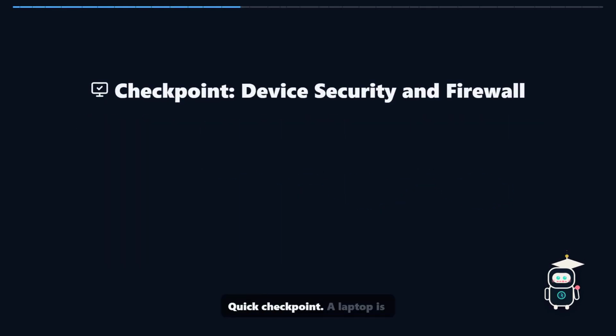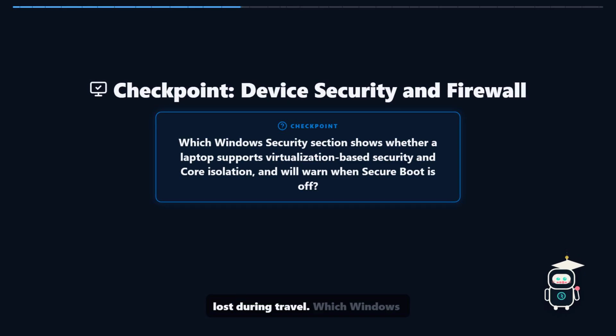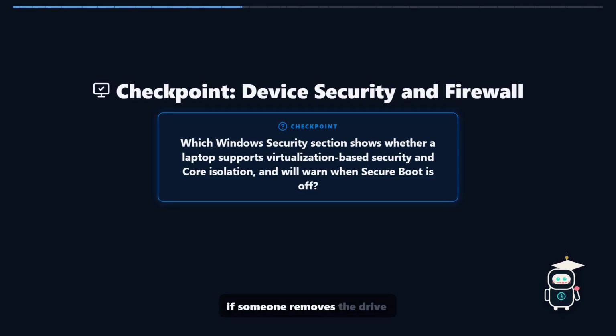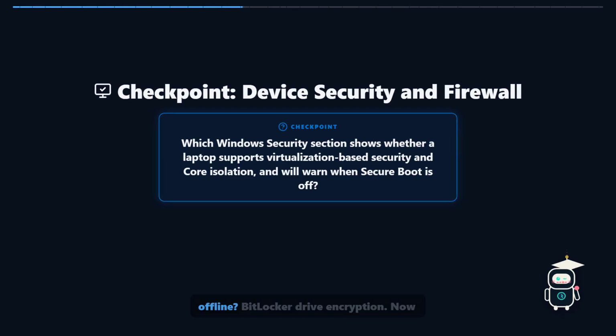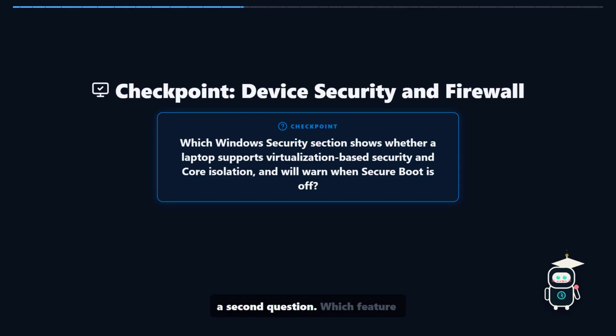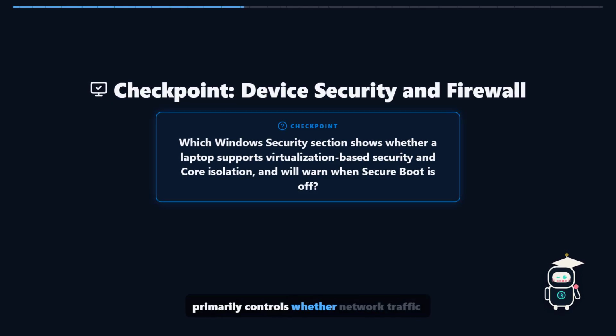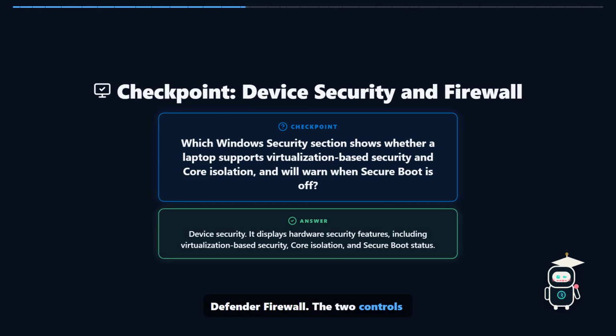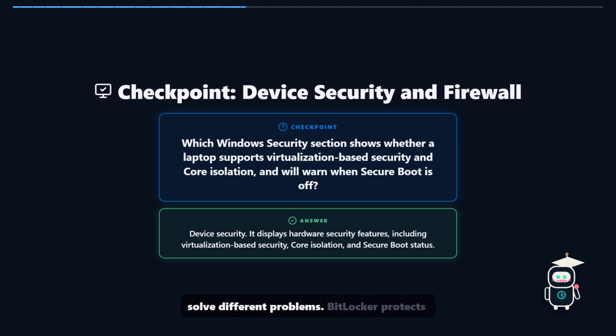Quick checkpoint. A laptop is lost during travel. Which Windows feature primarily helps protect the data stored on the device if someone removes the drive or tries to access it offline? BitLocker Drive Encryption. Now a second question. Which feature primarily controls whether network traffic is allowed to reach an application on the device? Windows Defender Firewall.